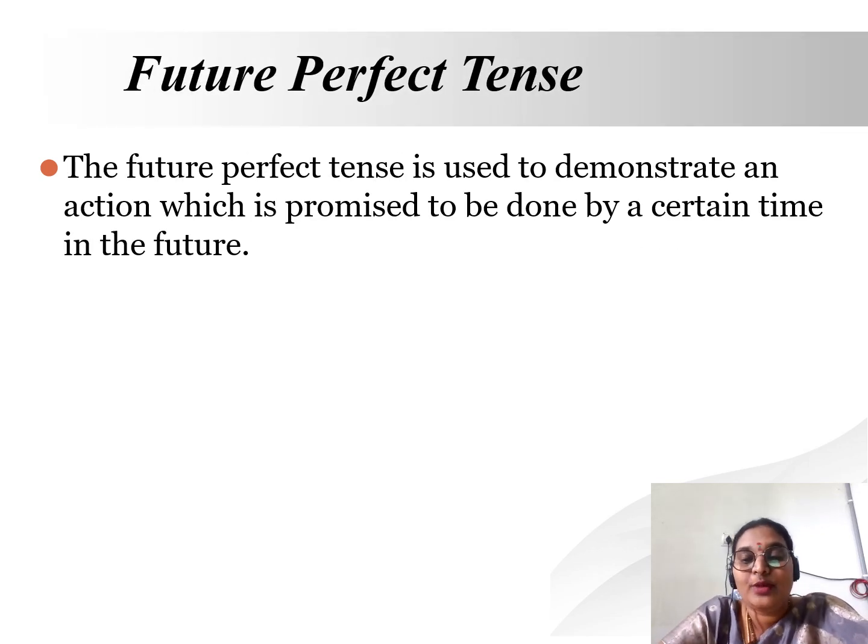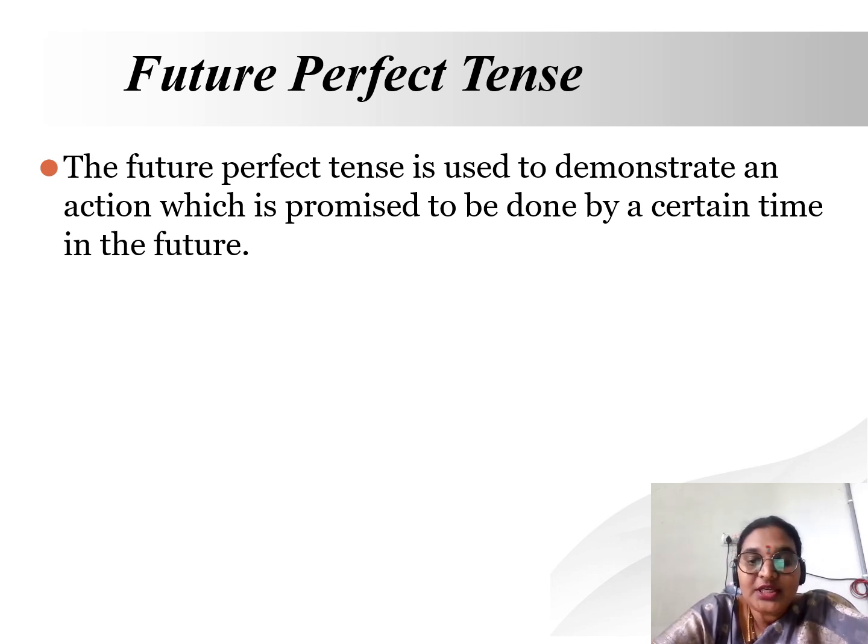And another form of the simple future tense is the future perfect tense. This future perfect tense is used to demonstrate an action which is promised to be done by a certain time in the future. For example, as we discussed earlier in the future continuous tense, if someone asks what you will be doing tomorrow at this time, you will say, I will be writing my exam at this time tomorrow.